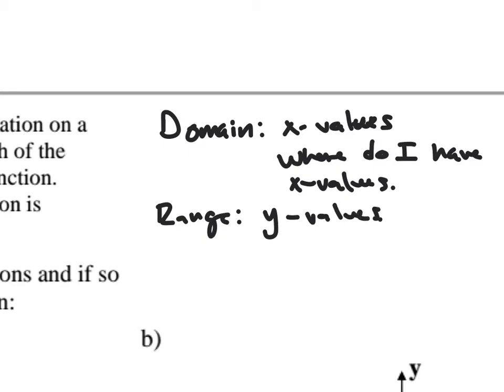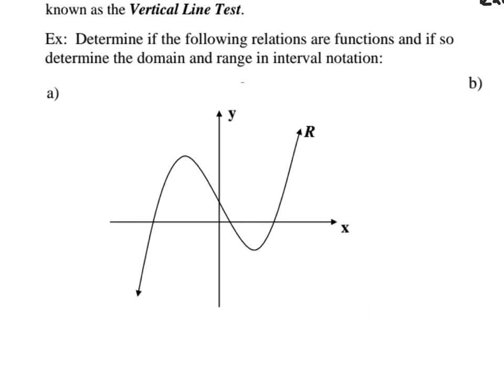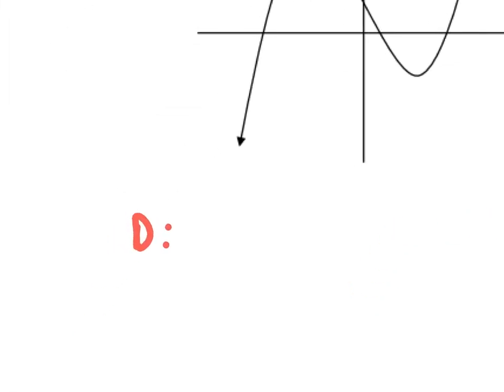So what I want to do is take a look at this graph and talk about how I can identify the domain and range. If I'm talking about the domain, let me put D here, and over here I'll put R for range. If I'm talking about domain, I go from left to right. Where do I start and where do I stop?